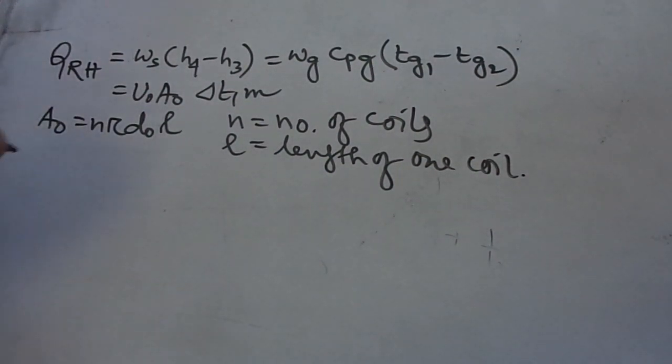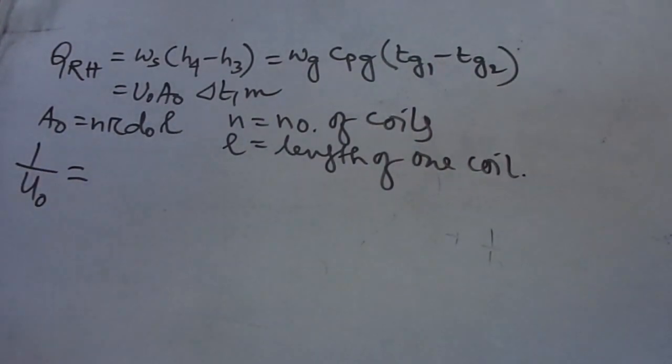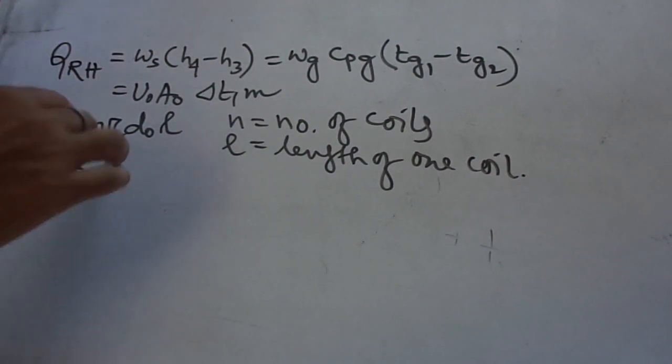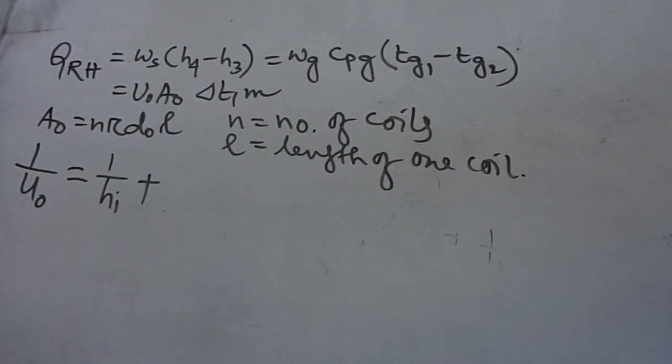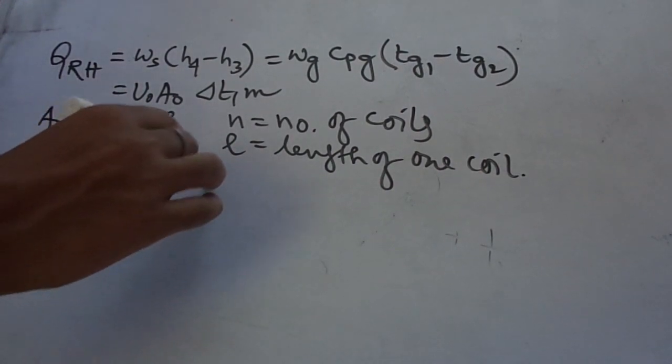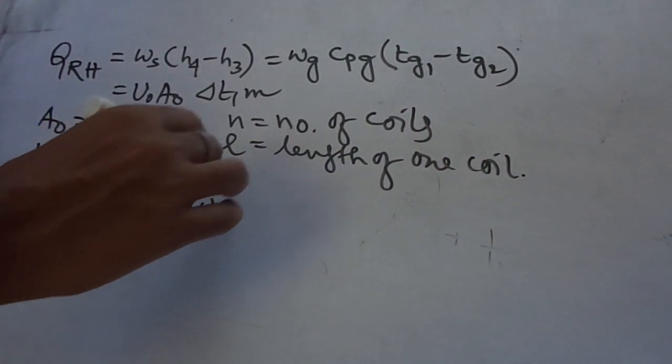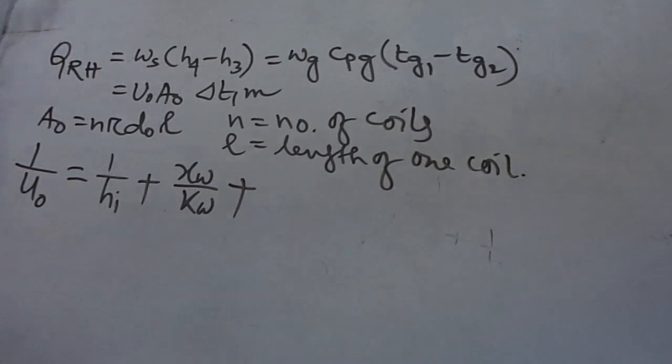1 by U0 equals 1 by Hi plus Xw by Kw plus 1 by H0.